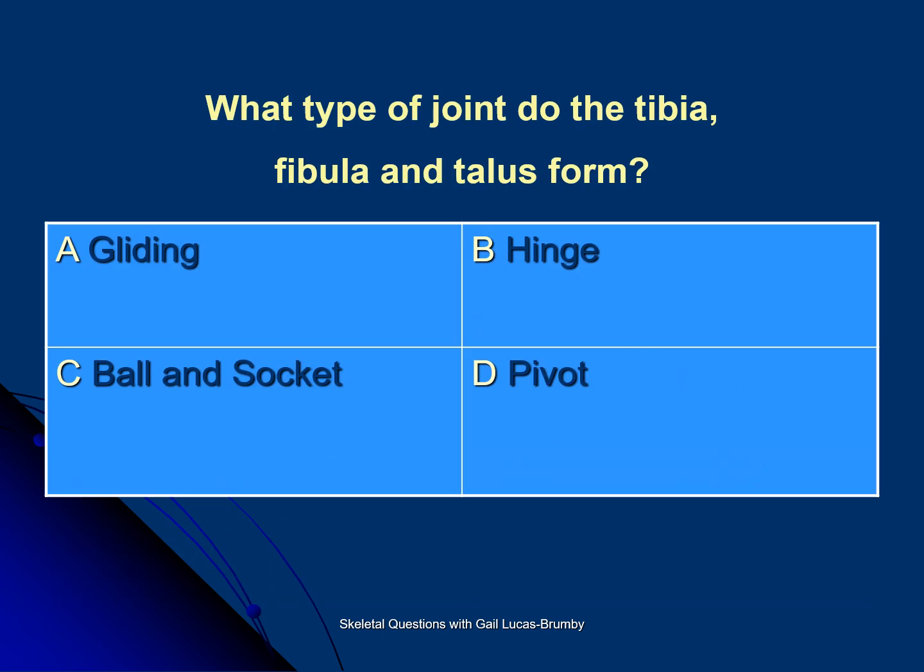What type of joint do the tibia, fibula, and talus form? Is it A, a gliding joint? Is it B, a hinge joint? Is it C, a ball and socket joint? Or is it D, a pivot joint? And the answer is B, it's a hinge joint.